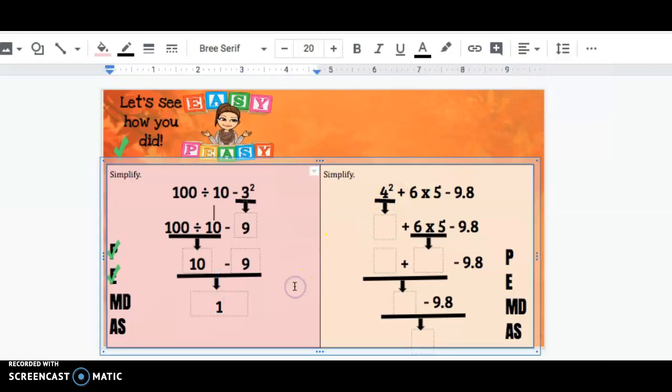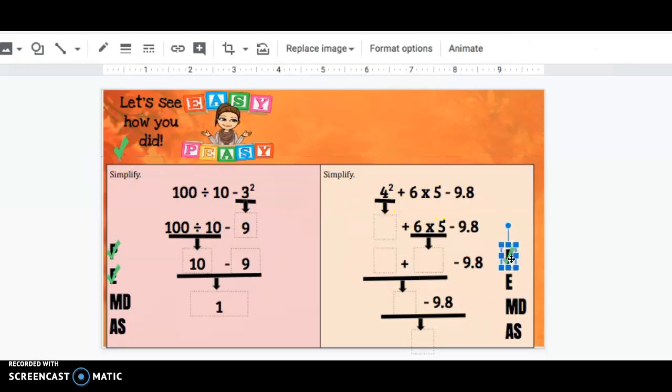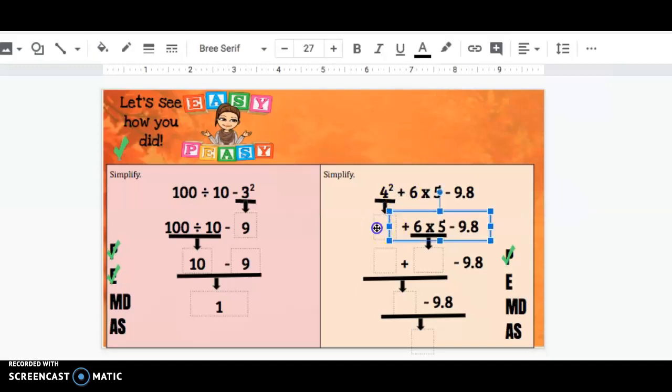Okay, so now let's go to your next question. You have 4 squared plus 6 times 5 minus 9.8. So if I'm looking at PEMDAS here, I'm looking for parentheses. I do not see any parentheses, so I put my check over my P. I'm looking for exponents. I see exponents, so I see 4 squared. Now that 2 tells me that I have to multiply that 4 by itself, so it would be 4 times 4.